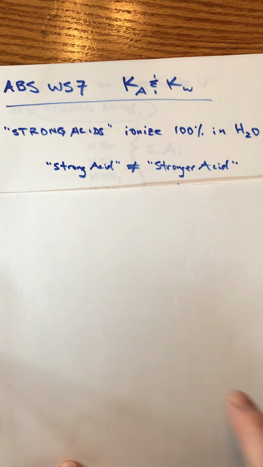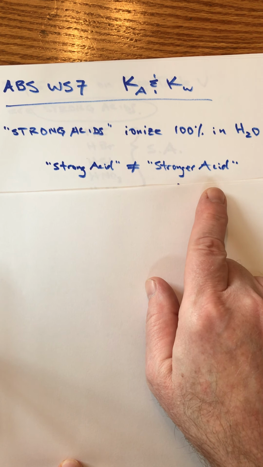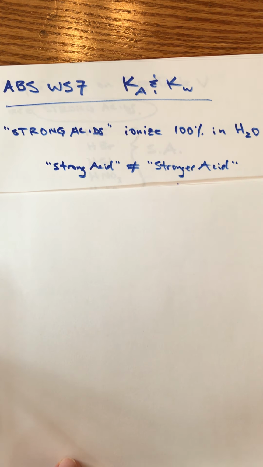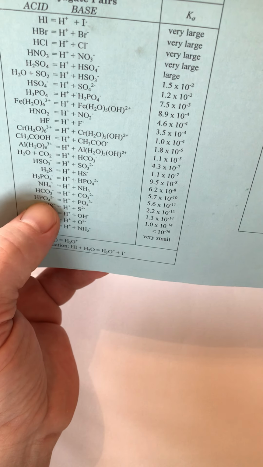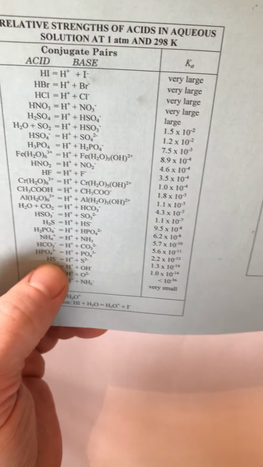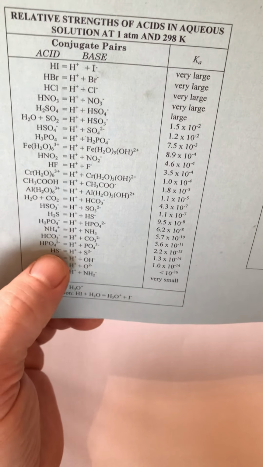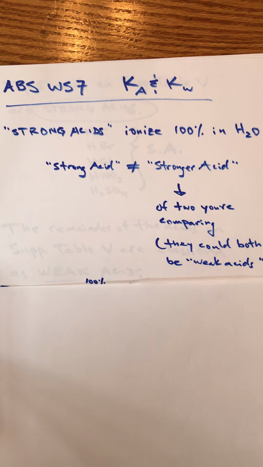A strong acid is not to be confused with a stronger acid, which is what we use when we're talking Bronsted-Lowry. When you say stronger acid, you're comparing two acids, one to another, and they could both be weak acids. For example, if I compare HS minus and HPO4 negative 2, they're both weak acids, but HS minus is weaker than HPO4 negative 2, so HPO4 negative 2 would be the stronger of the two acids, but it would not be considered a strong acid.